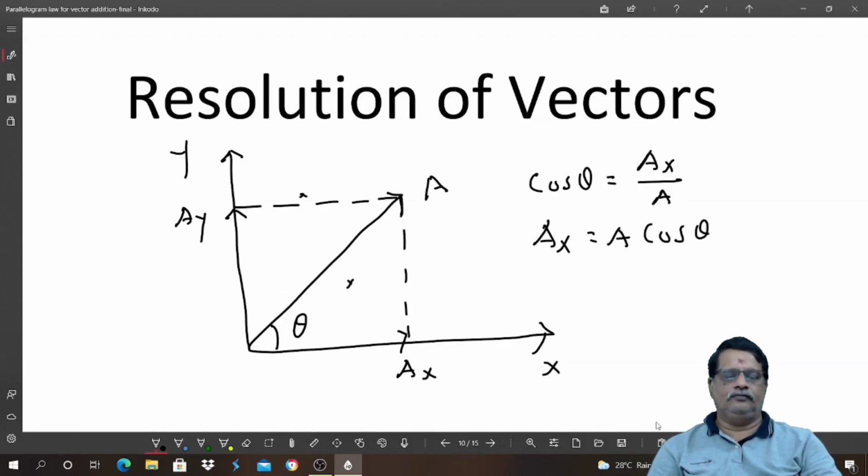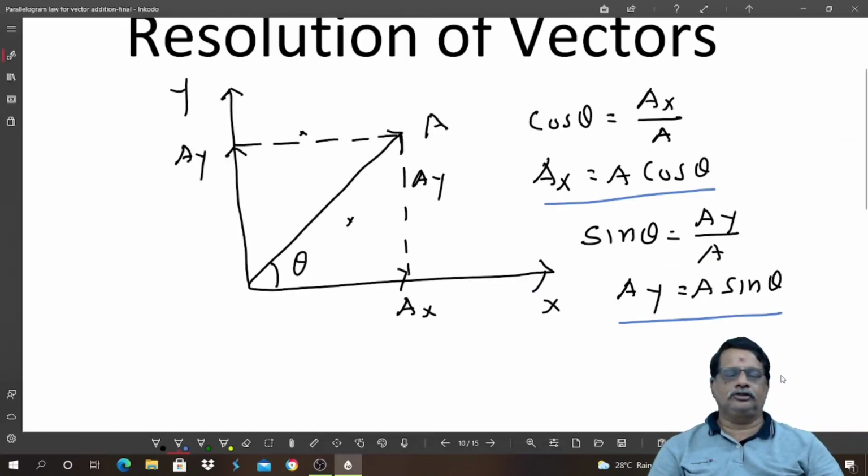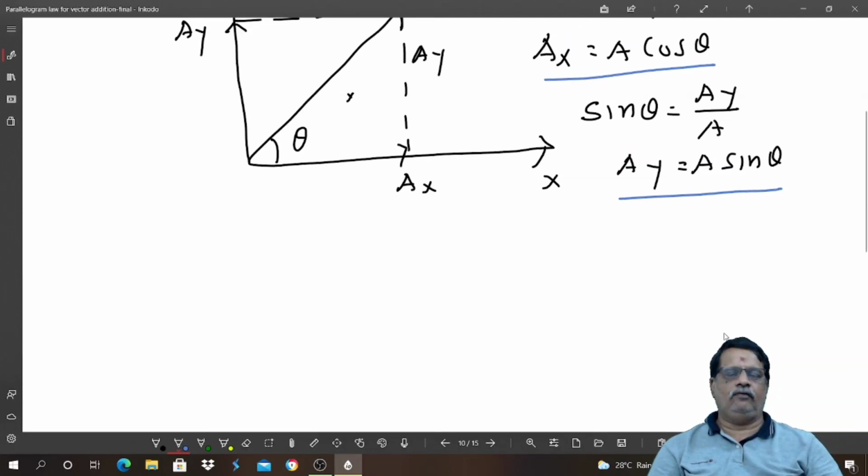And similarly, from the same triangle we can find the value of sine theta. And sine theta equal to ay by a. So if this is ay, by parallel displacement, this is also ay. So then ay equal to a sine theta. So this a cos theta and a sine theta are the components of the vector A. They are the projections of the vector A onto the x and the y axis.